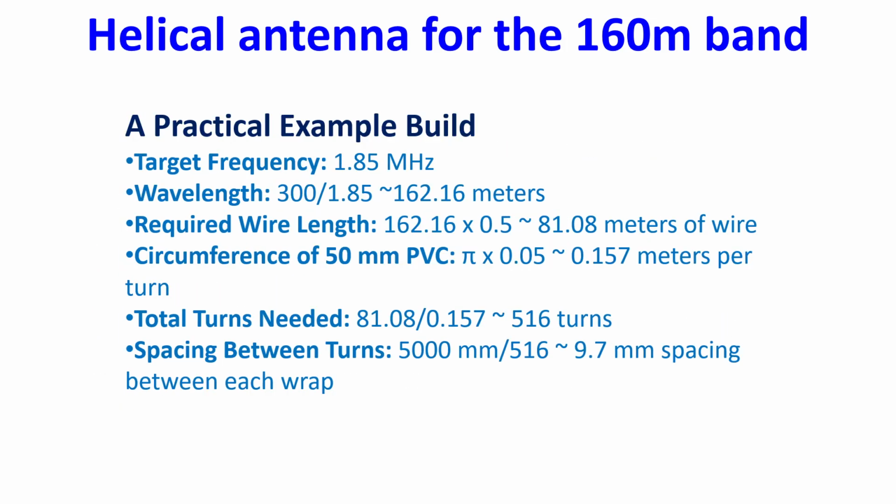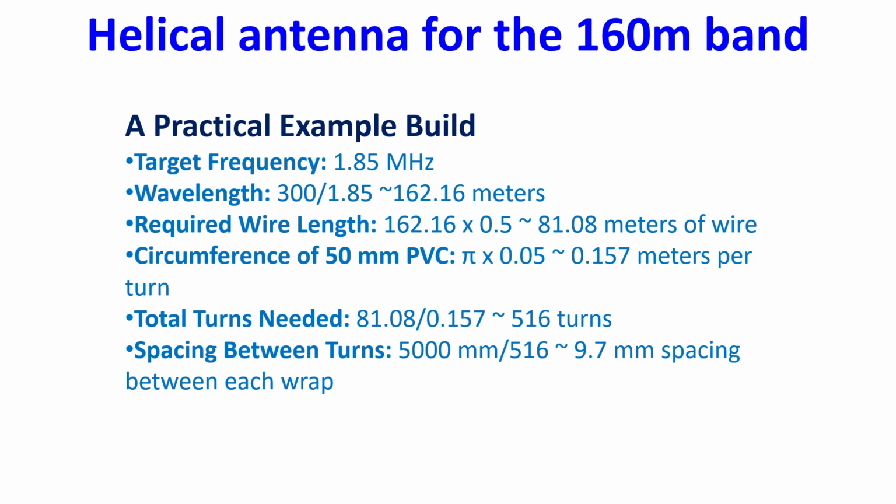A practical example build. Let us assume you are targeting 1.85 MHz, again not the VU band. You are using a standard 50 mm, approximately 2-inch PVC pipe as your former, and you want the physical antenna to be 5 meters tall. Target frequency 1.85 MHz, wavelength 300 by 1.85, approximately 162.16 meters. Required wire length 162.16 into 0.5, about 81.08 meters of wire.